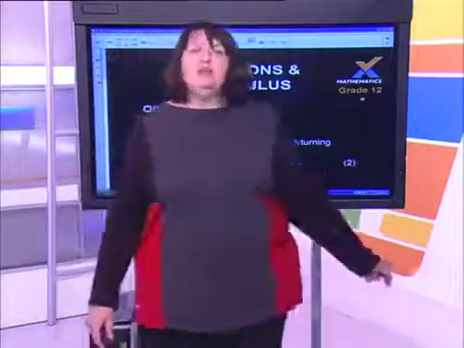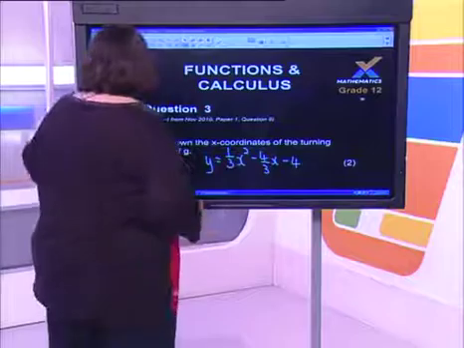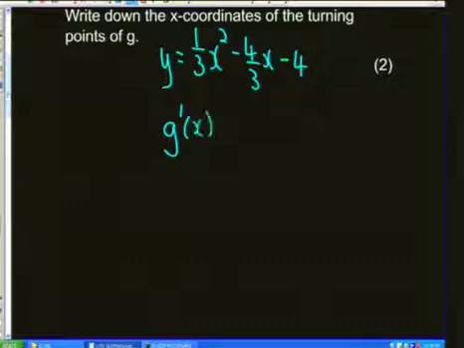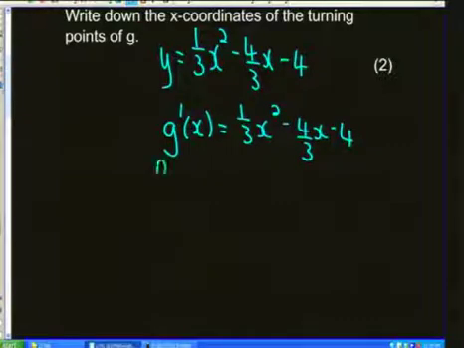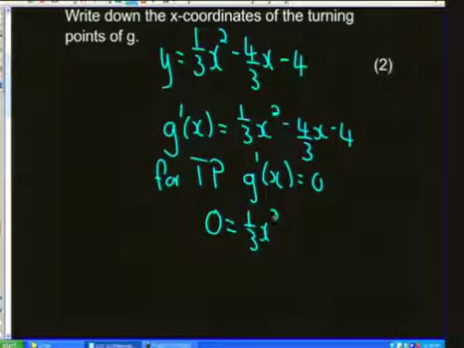Now, that is the equation that we've got over there of g dashed x. In other words, the derivative. How do we find the turning points on any graph? We find the derivative equal to 0. So at this stage, I think it's a good idea to remind your examiner that you know what you're talking about. And for stationary points or turning points, we want the derivative to equal 0. So we have 0 equals 1/3 x squared minus 4/3 x minus 4.